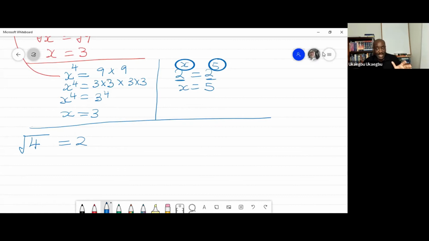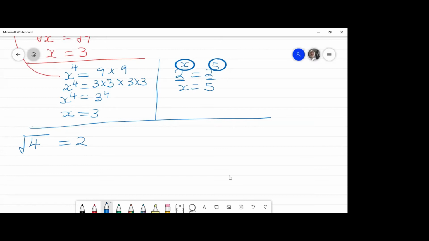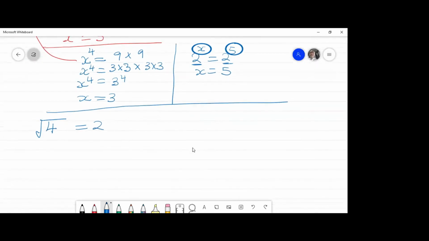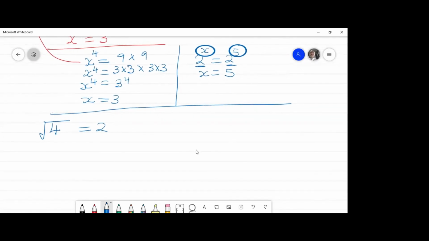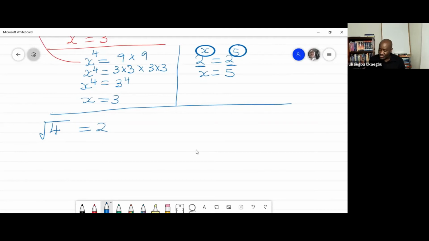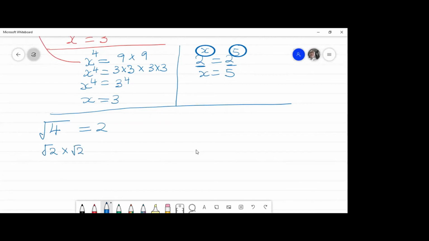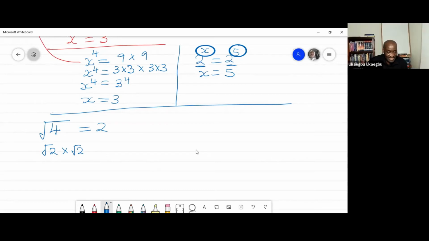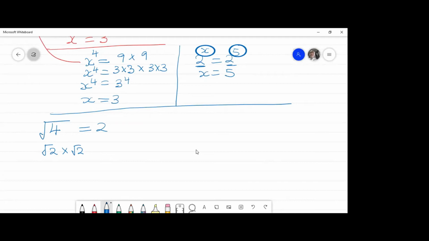So my question is, is there another way of writing square root of 4? I said I didn't know, but I'm still trying to see if there's another way. Okay. Can we write square root of 4 as square root of 2 multiplied by square root of 2? Is that something you think is possible? No. Yes or no? No. You can't do that.